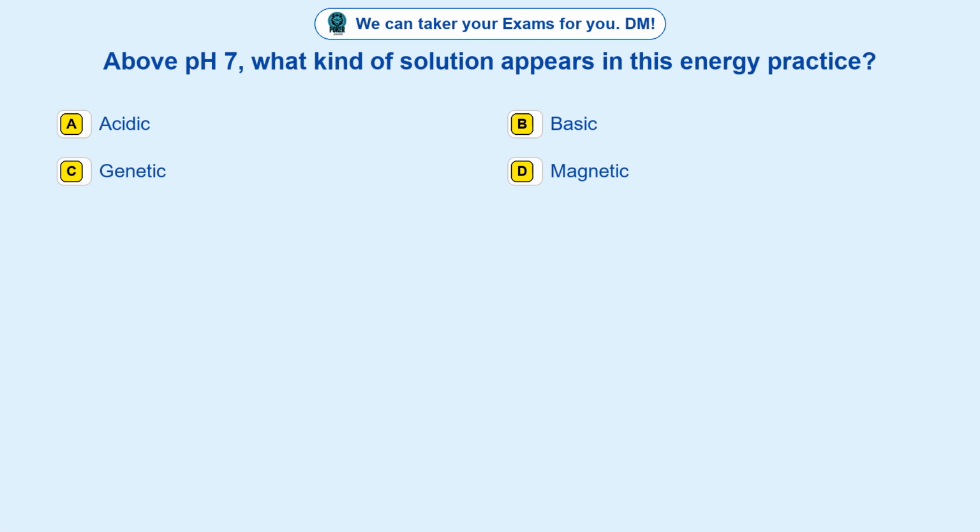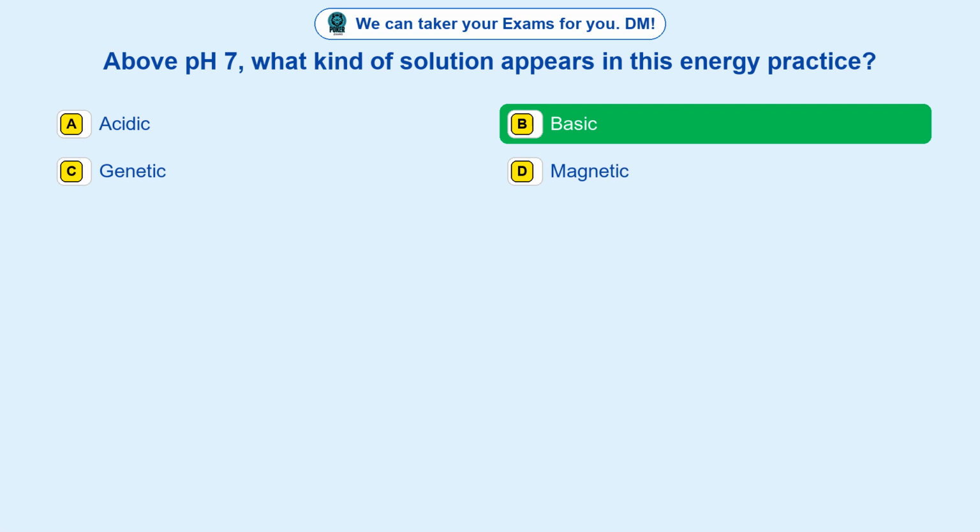Question 36. Above pH 7, what kind of solution appears in this energy practice? Option A, acidic. Option B, basic. Option C, genetic. Option D, magnetic. The correct answer is option B.